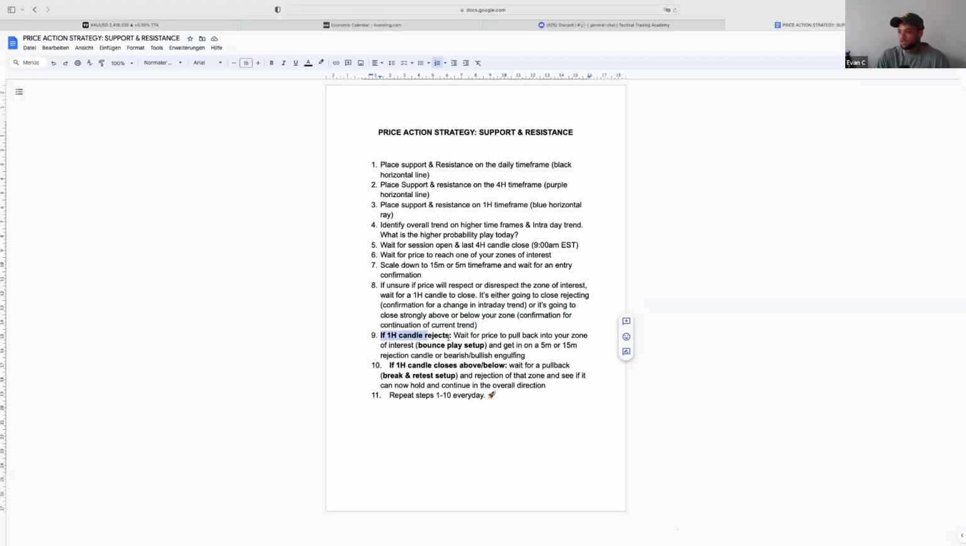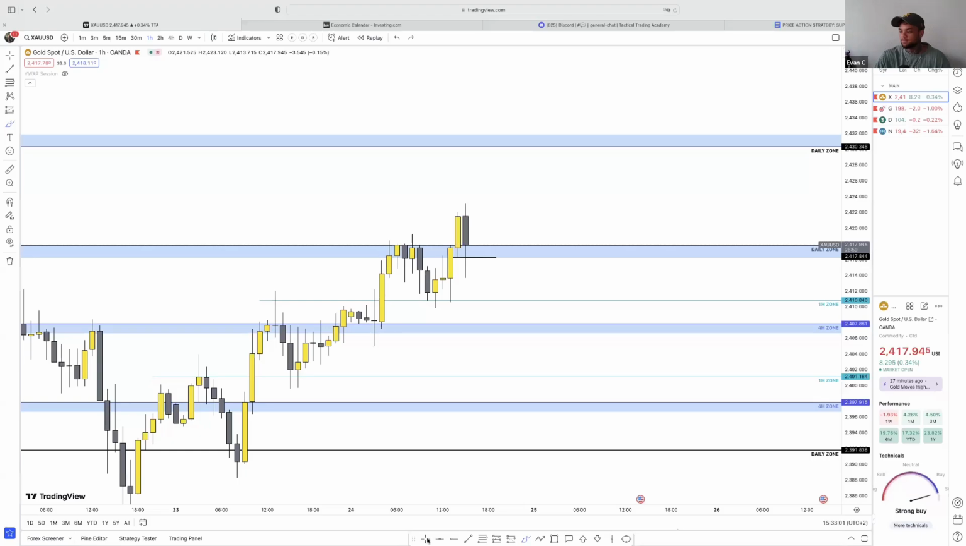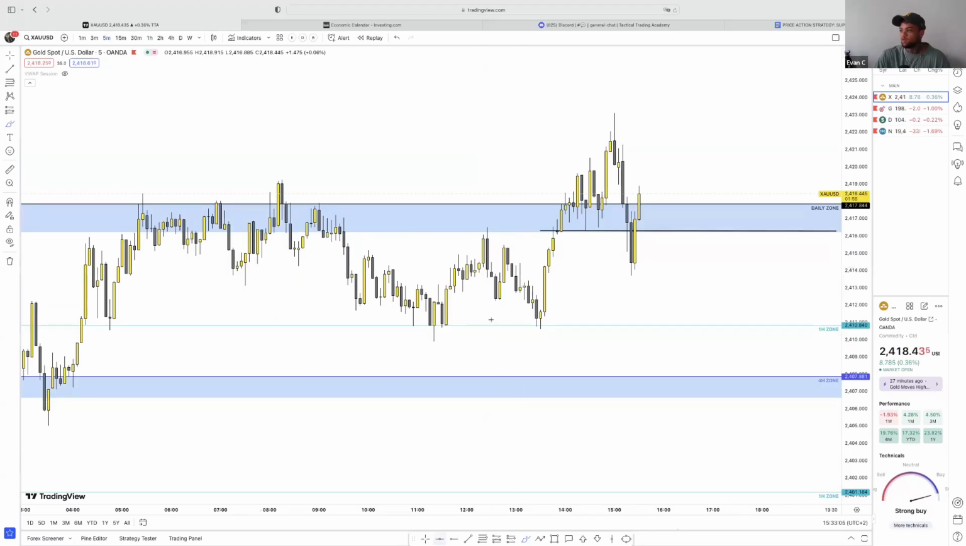So if the 1 hour candle rejects, wait for price to pull back into your zone of interest, which would be a bounce play setup, and get in on a 5-minute or 15-minute rejection or bearish or bullish engulfing candle. We don't have scenario 9, we have scenario 10, which is if candle closes above, wait for pullback, which is a break and retest setup, and rejection on that zone to see if you can hold and continue the overall direction.